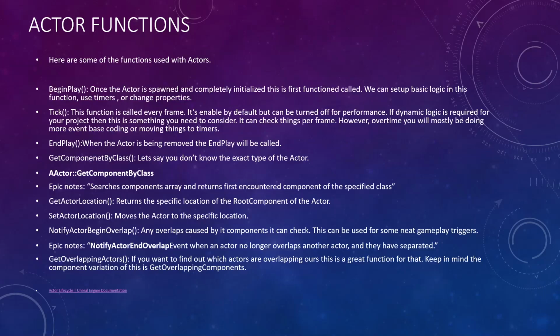The tick function, that's another one. And basically the main thing you need to know about it is if you need something to happen per frame, you're going to go to the tick function. However, over time, you will most likely be doing more event-based coding, which is just like using events or delegates or even using timers to do these certain sort of things. So it just depends on the use case of your game. Another thing to remember is that usually it's turned on by default, but you can turn it off if you need some sort of performance. If you need better performance, you can turn it off. But it's turned on by default, so you know that.